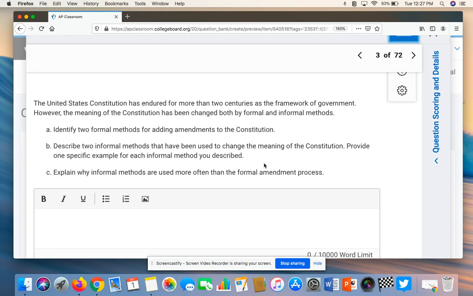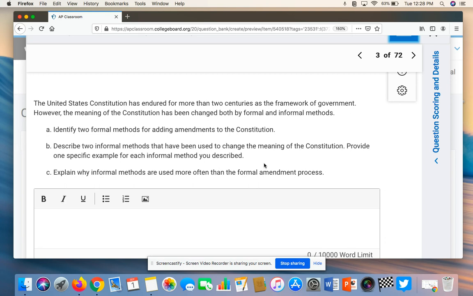And then in part C, it says, explain why informal methods are used more often than the formal amendment process. And here you would just simply have to say that informal methods are used more often than the formal amendment process because, make sure that if it says explain, you're putting that because in there. The formal amendment process is very difficult to achieve. There have only been 27 amendments to the Constitution, something of that nature where you are explaining that it is because it is more difficult to go through that formal process.